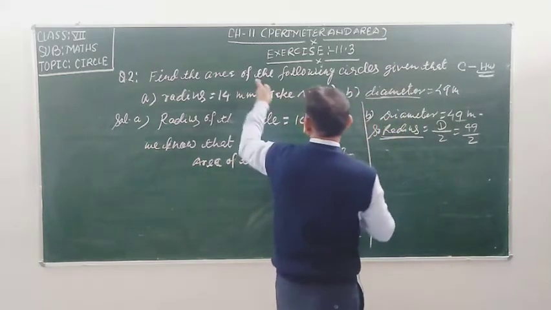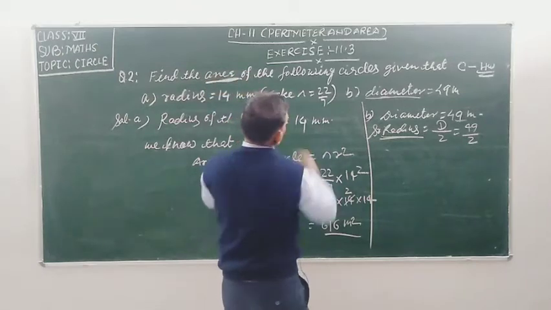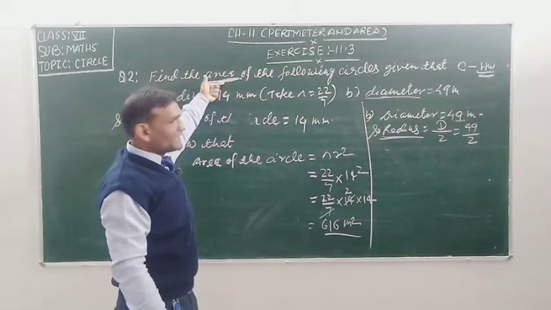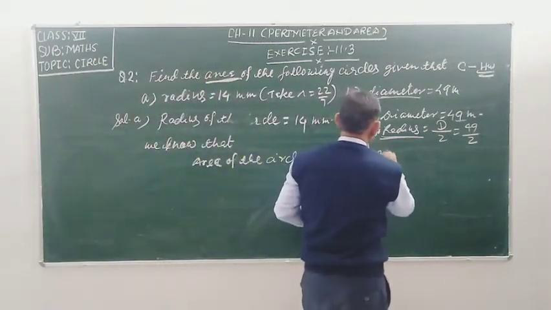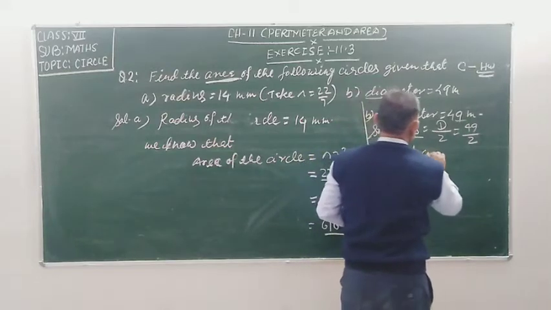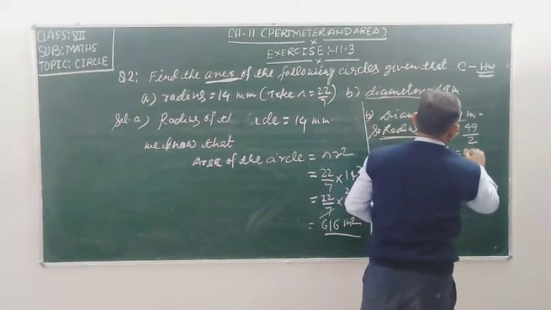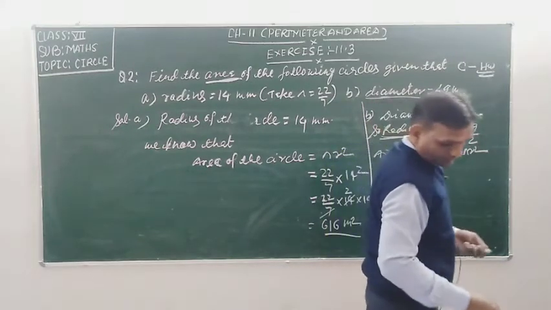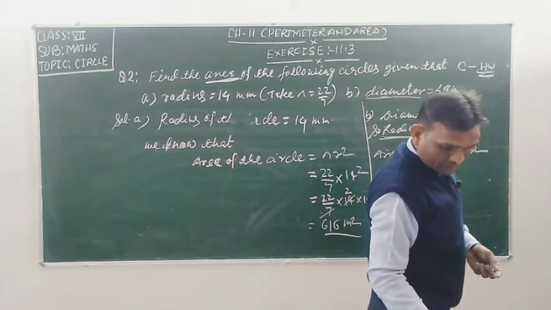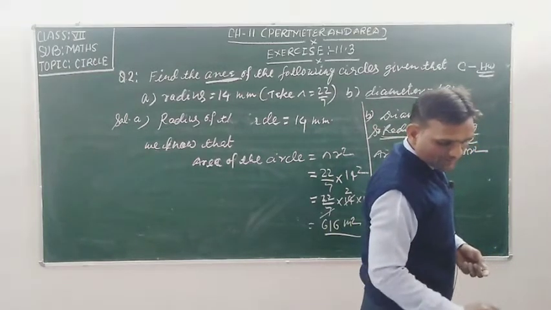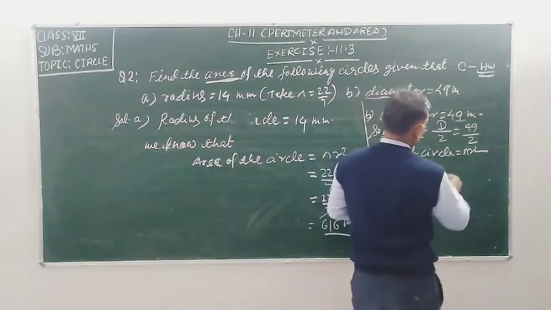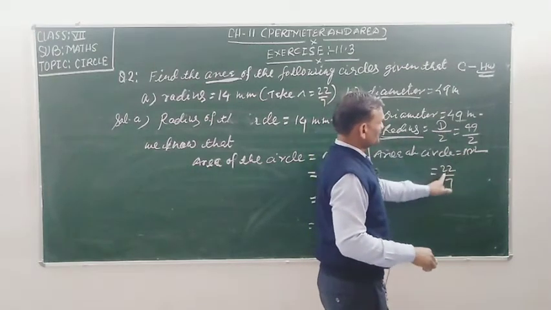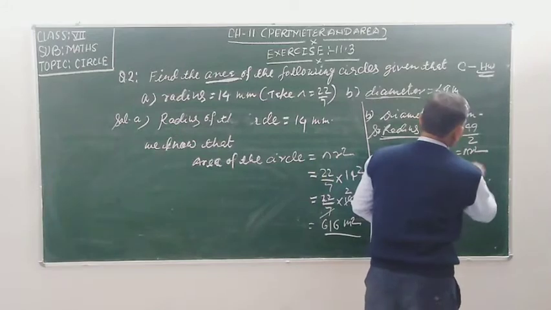And we need to find out the area in the question. We don't need to find the radius, the question is saying find the area. So area of the circle, area of circle is equal to pi r square. So the value of pi is not given in this part. Means we can take 22 upon 7 in the place of pi into r square.